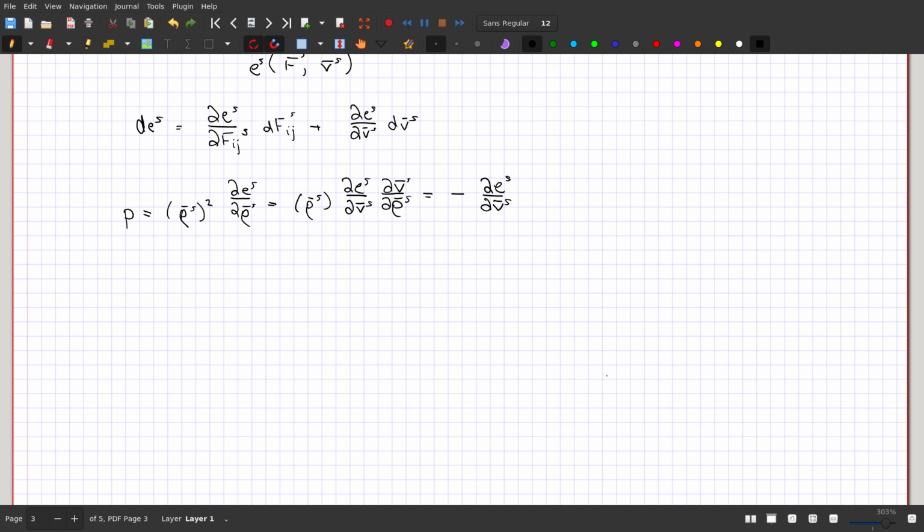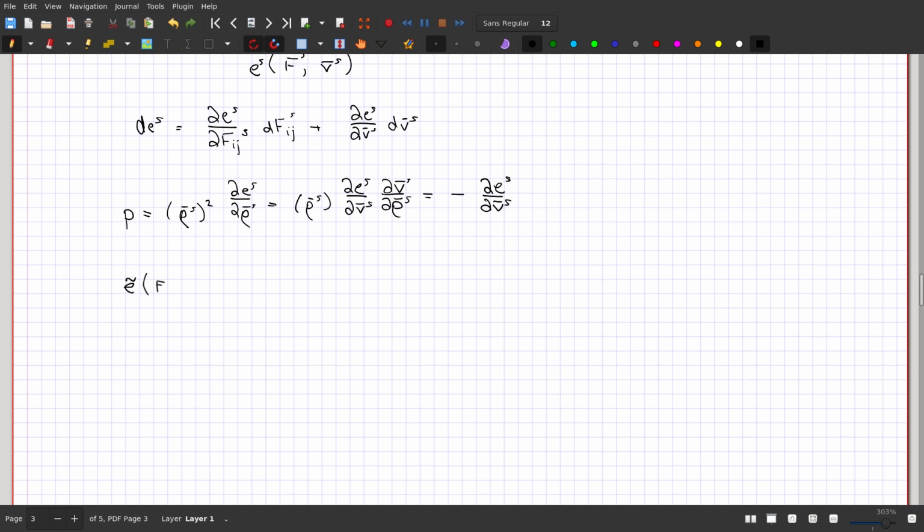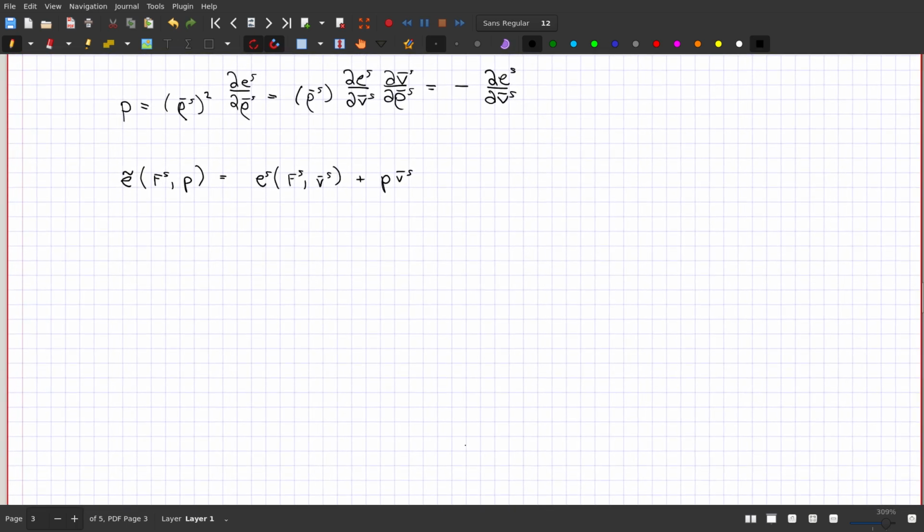So what we're going to do is define a new energy functional, we'll call E tilde, and it's a function of F of S and P. And what it's equal to is E_S, which is a function of F of S and V of S, plus P V of S. Okay, this is what in mathematical physics would be called a Legendre transformation. P and V are said to be conjugate to each other.